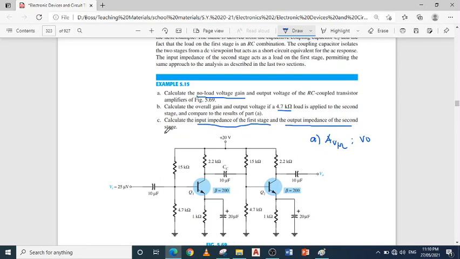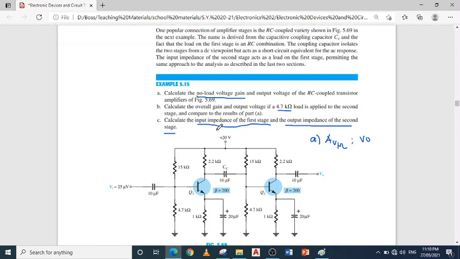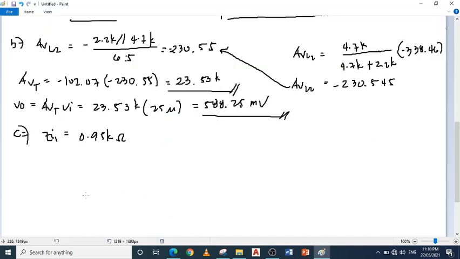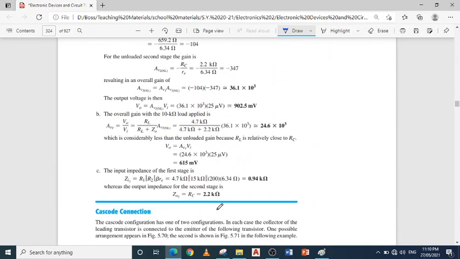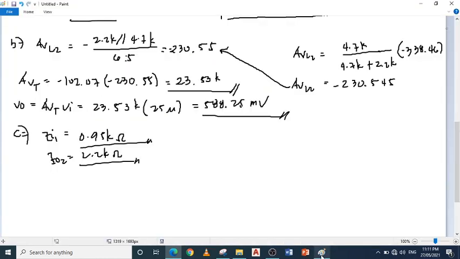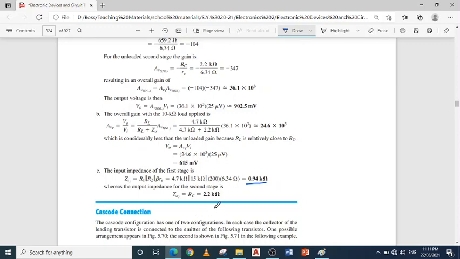And for the next, output impedance of the second stage, so since hindi niya sinabi kung loaded or non-loaded, hindi naman na-specify. So, base pa rin tayo dun sa figure, okay? So, of course, yung ZO niya, yung second stage is 2.2 kilo ohms. Okay, compare nga natin doon. 2.2 and okay. Ito is 0.94. So, medyo malapit dun sa 0.95 na sagot natin. Okay?